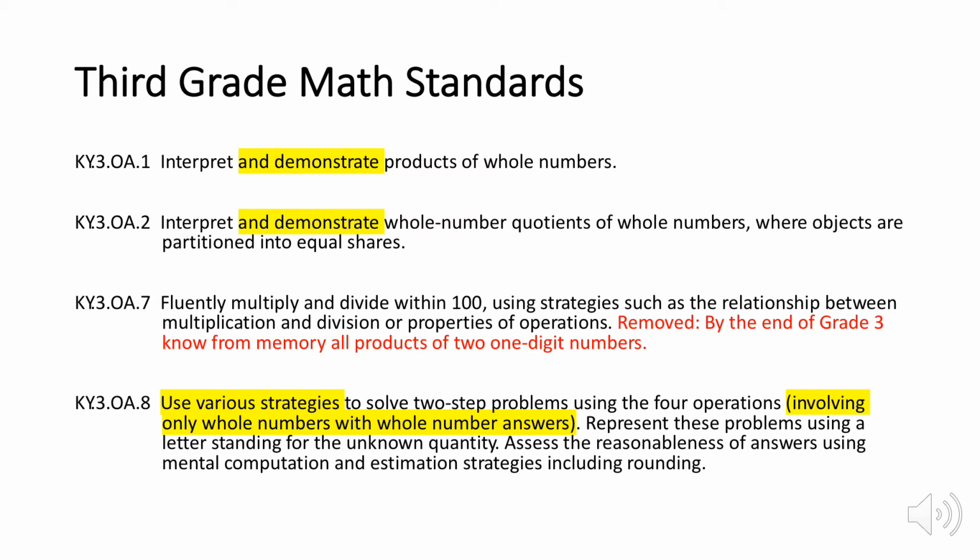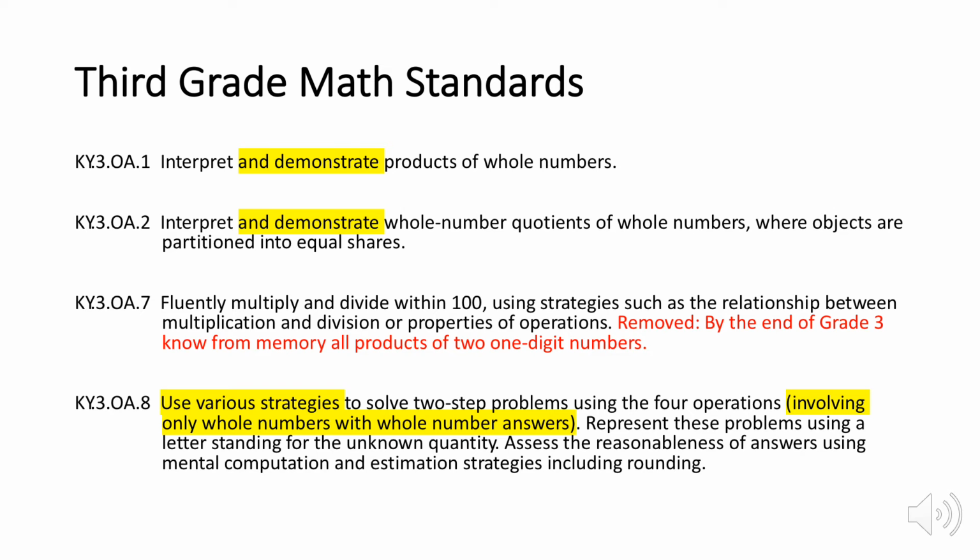OA.7 involves the removal of the statement, "by end of grade 3, know from memory all products of two one-digit numbers." Again, I feel that the rationale for the removal of this wording was to emphasize that students are to use mental strategies to become fluent with these multiplication facts. Remember that fluency is not memorization.